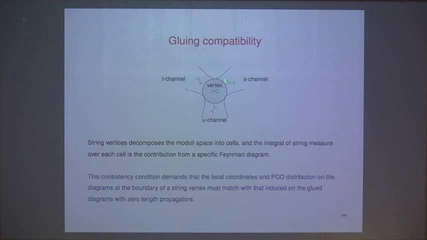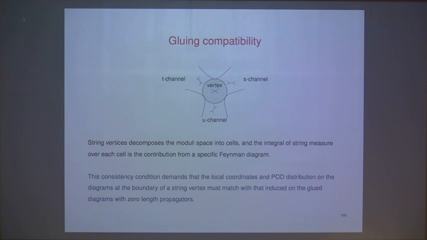So here you have one example. This is the moduli space of the 4-punctured sphere. It has 4 different regions. One region can be filled with T-channel diagrams, a second region can be filled with U-channel, and a third region can be filled with S-channel, but you are left with one region, and that's the string vertex.